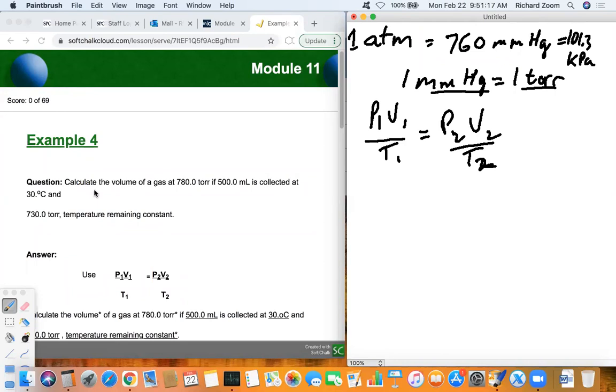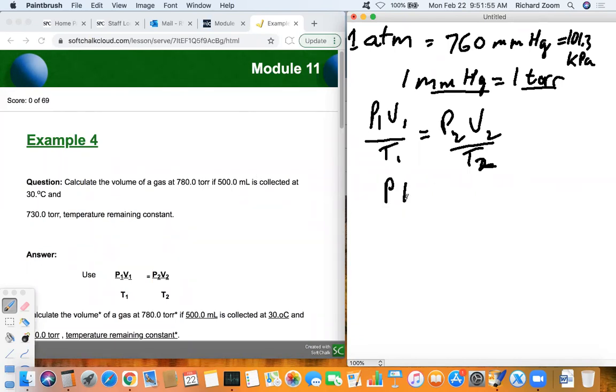So if you look at the question we've got here, calculate the volume of a gas at 780.0 torr if 500.0 mils is collected at 30 degrees Celsius and 730.0 torr, temperature remaining constant. I know a lot of people don't like these kinds of problems because of the number of words there are here, and trying to sort through the problem and figure out what you actually need and what you're actually getting here. The most important word in this actual question is the word "at," because that defines which bits of data are related to each other.